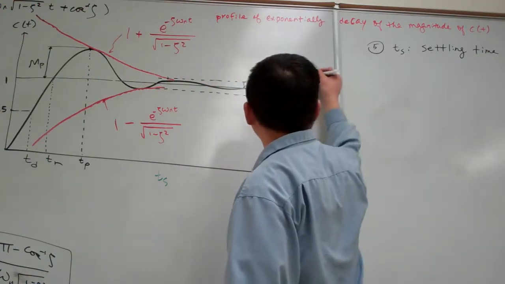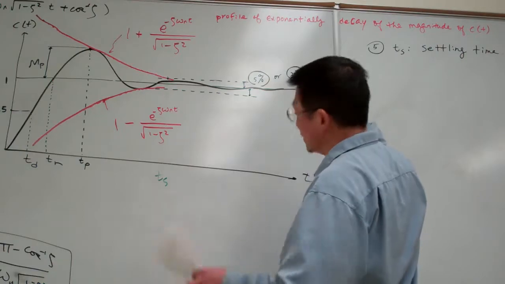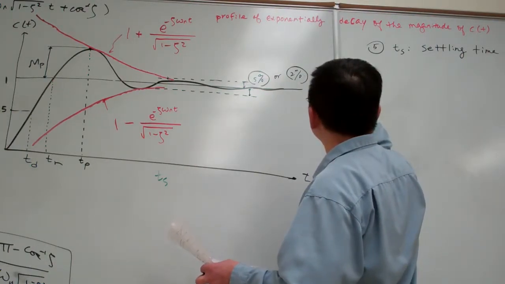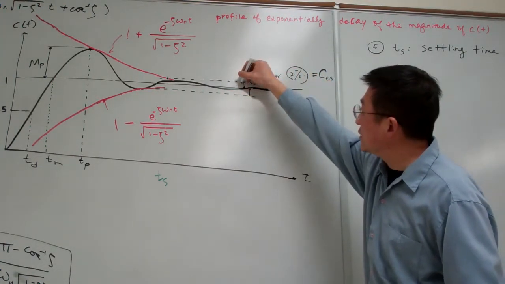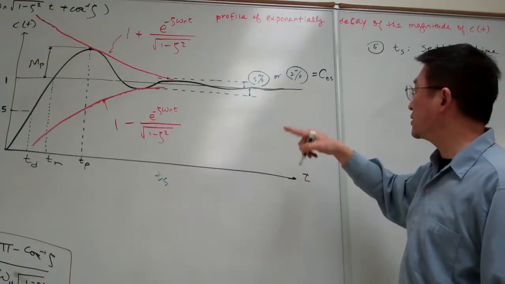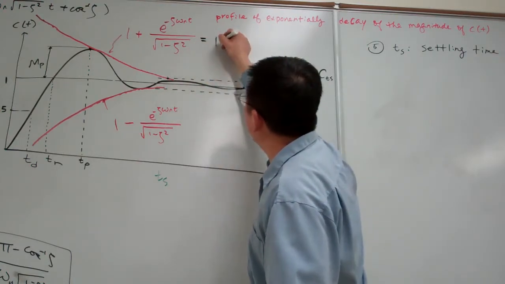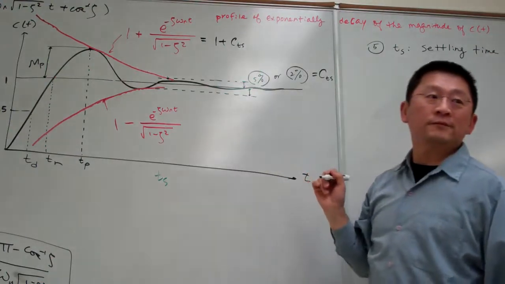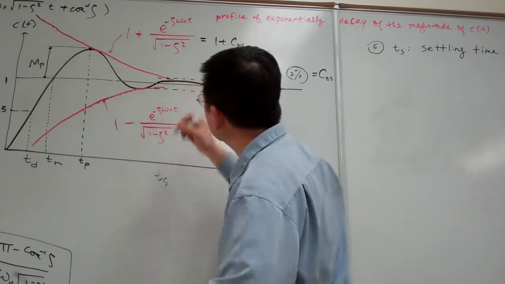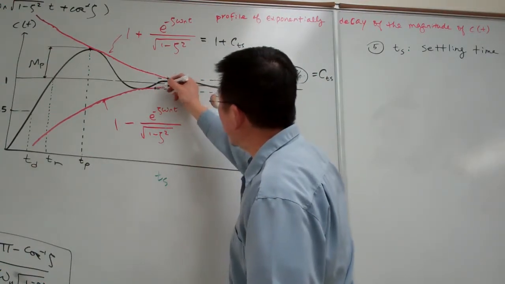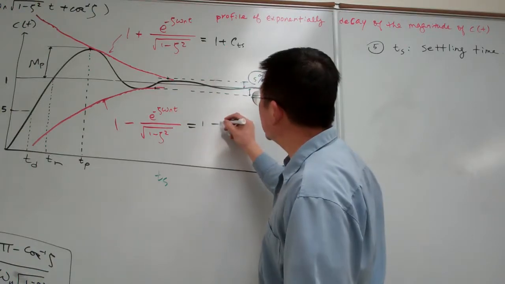This value, let me call the criteria say 5% or 2%. Let me give it a name, CTS. That is the percentage, the criteria percentage, either 5% or 2%. So this value here at that moment is 1 plus CTS, right? And for this one, that is the first time this curve enters that range, corresponding to when the value of this curve is equal to 1 minus CTS.